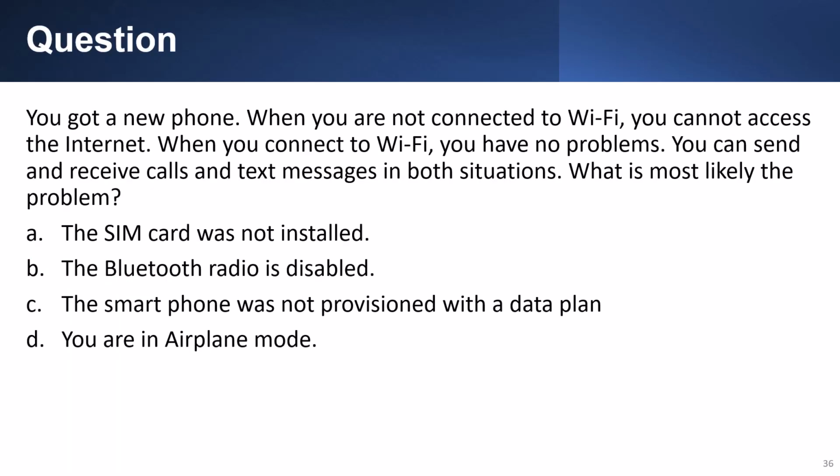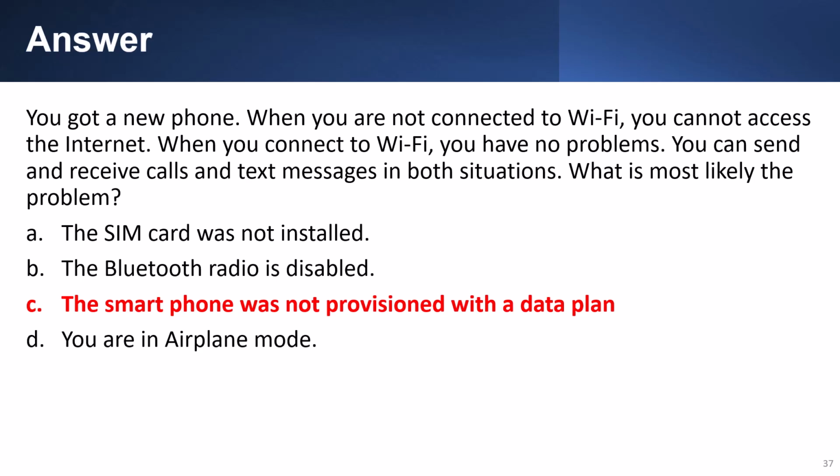Question: you got a new phone. When you're not connected to Wi-Fi, you cannot access the internet. When you connect to Wi-Fi, you have no problems. You can send and receive calls and text messages in both situations. What is most likely the problem? Answer: the smartphone was not provisioned with a data plan.